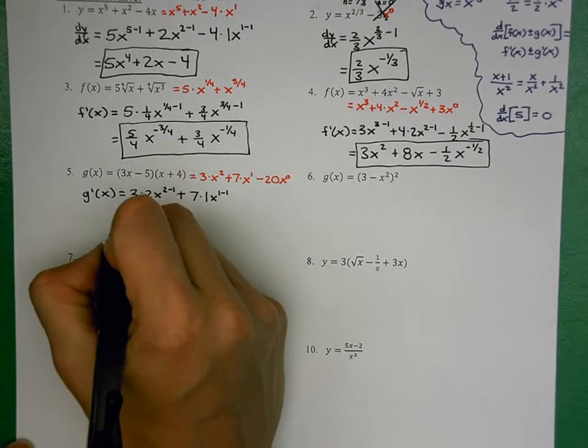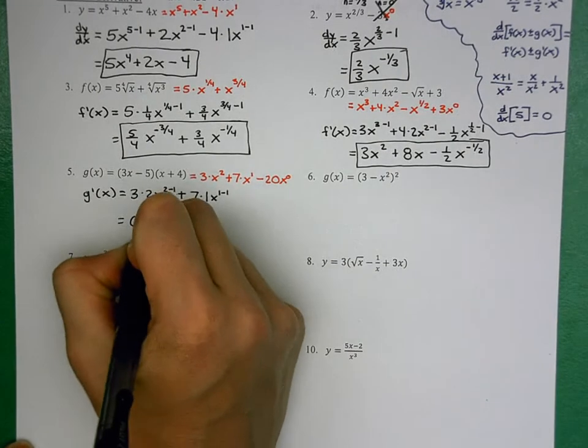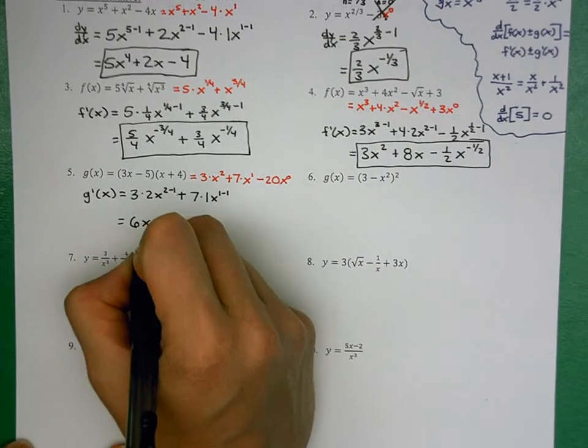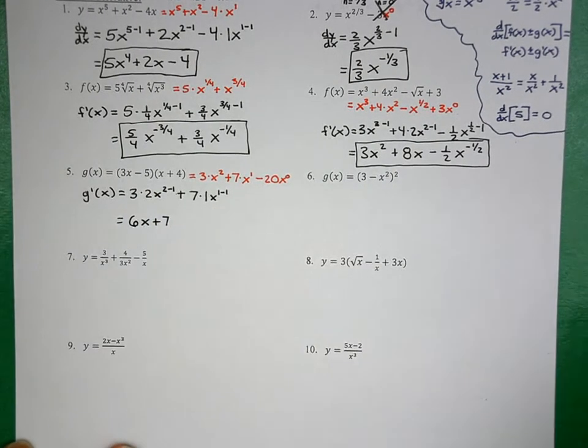Okay. And so this is 3 times 2 is 6, x to the first, plus 7 times 1, which is 7, x to the 0, which is also 1. 7 times 1 is still 7.